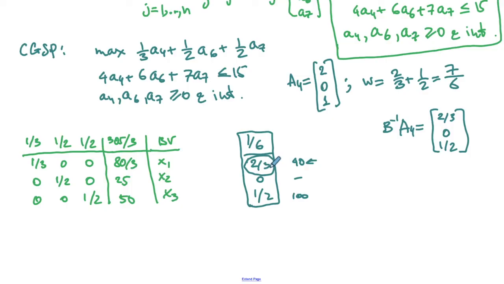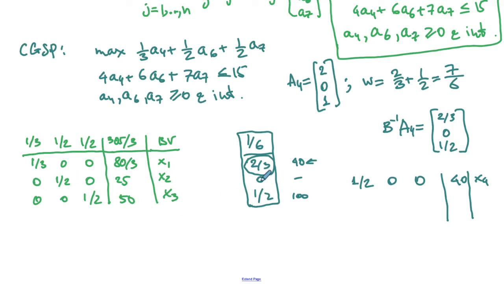So we proceed to update the table here by multiplying this row by 1 over 2/3, which is 3/2, right? As a result, the new row 1 is going to be 1/2, 0, 0, 40. And the basic variable corresponding to this row is going to be x4. So x1 is leaving the basis, x4 is entering the basis. And then we need to update the second row and the third row.